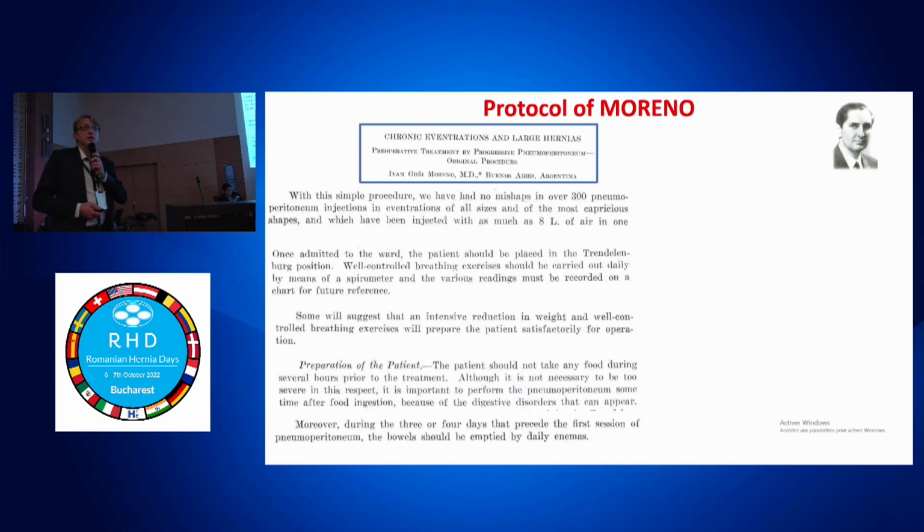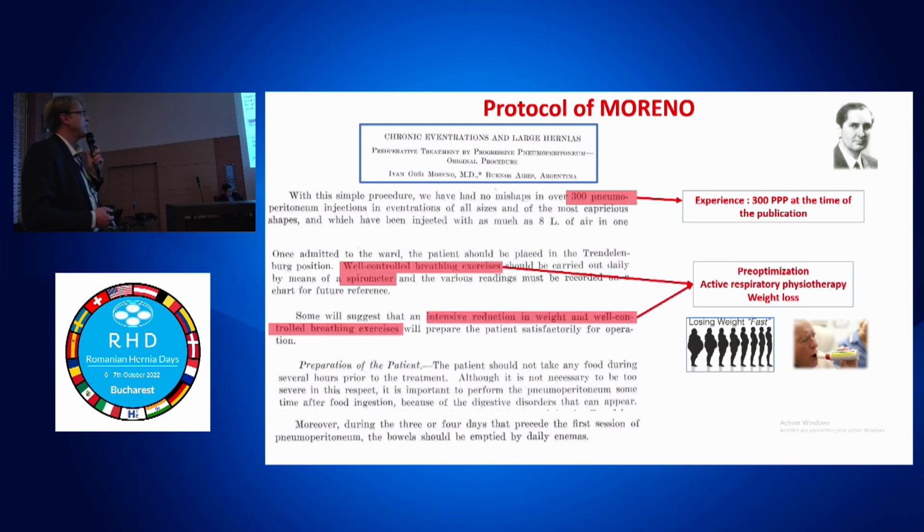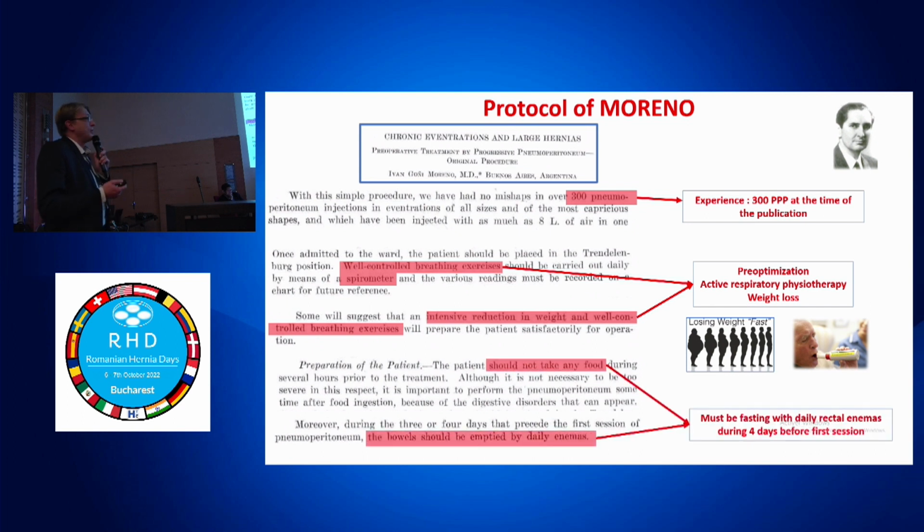What is his protocol at the beginning? When he published his first publication, he had performed 300 procedures. He explained for the first time, I think, about pre-optimization, because all his patients had active respiratory physiotherapy, and he explained that weight loss for his patients is very important. And it's funny, he says that the patient must be fasting with daily rectal enemas during 4 days before the first session.